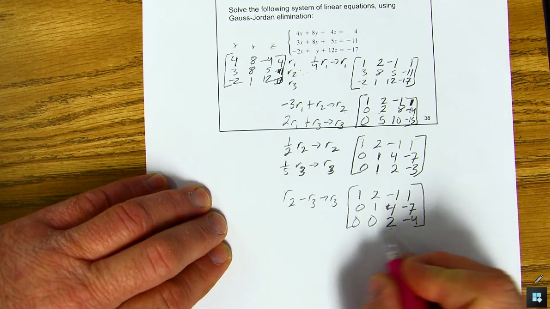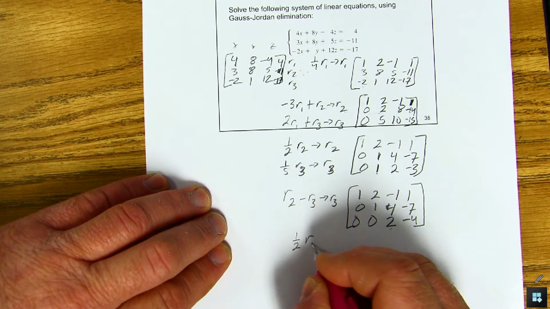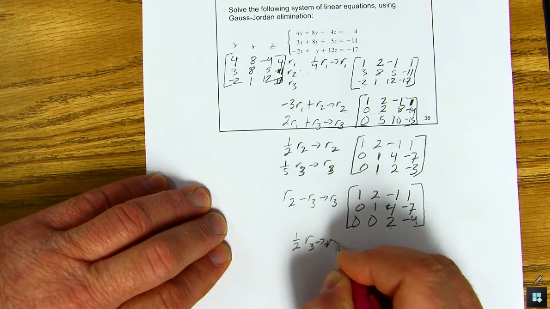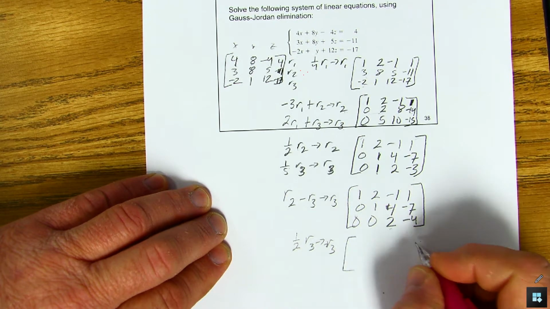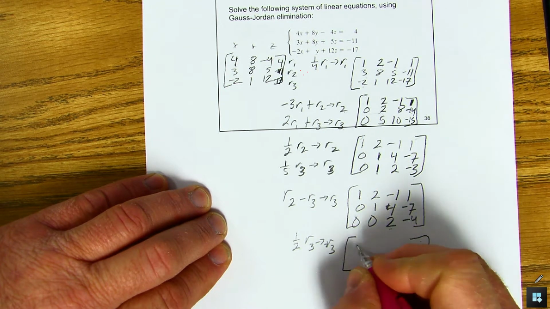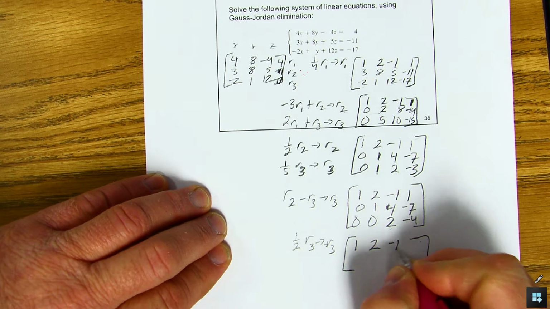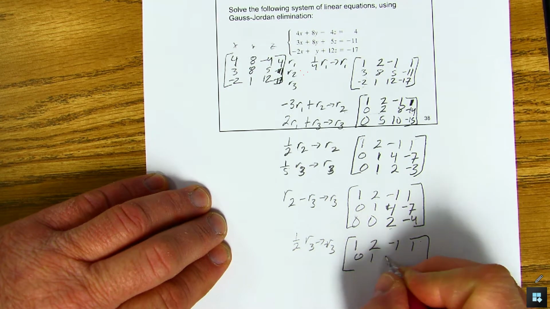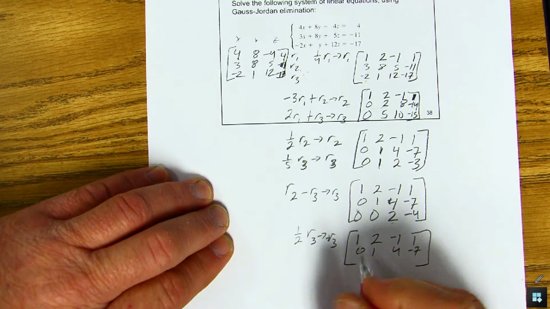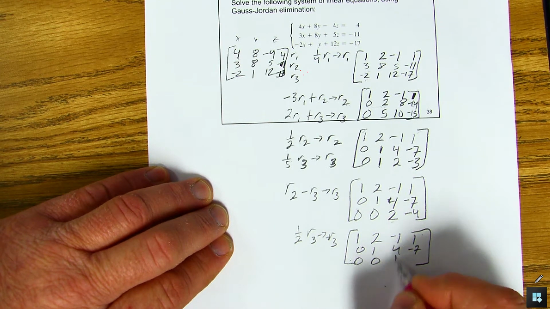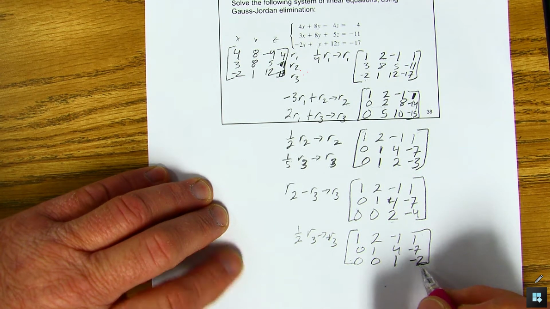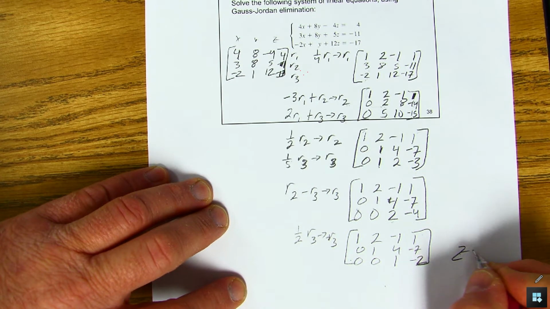Now divide by 2. So if I take 1/2 of R3 and it becomes R3, I now have it in row echelon form. So 1, nothing happens to it. 2, nothing happens to it. And row 3, I get 0, 0, 1, -2. So I now know that z equals -2.